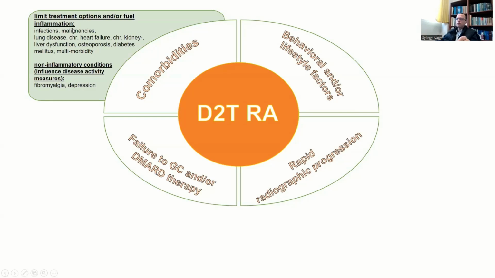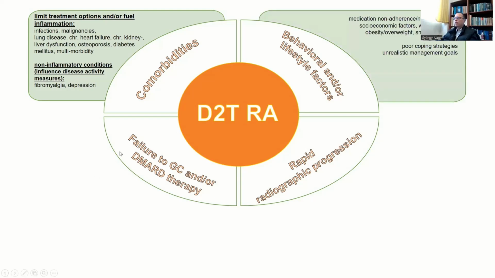What kind of comorbidities are we dealing with? First of all, comorbidities which limit treatment options and/or fuel inflammation. For example, infections and malignancies, which are generally associated with systemic inflammation, and some other diseases such as chronic heart failure, kidney failure or osteoporosis, which will limit treatment options and thereafter may increase the inflammatory activity. On the other hand, some non-inflammatory conditions may influence disease activity measures, such as fibromyalgia or depression, which are pretty frequent in rheumatoid arthritis. The behavioral and lifestyle factors are also important.